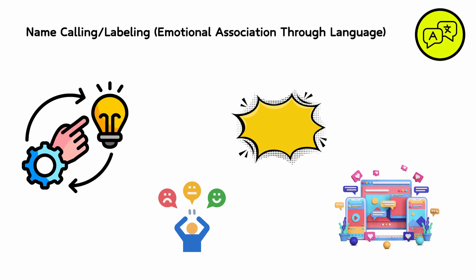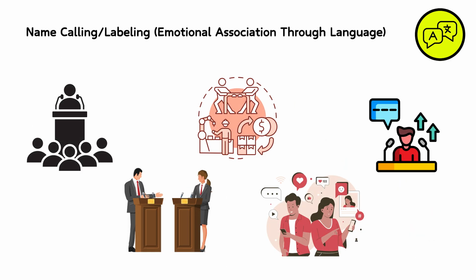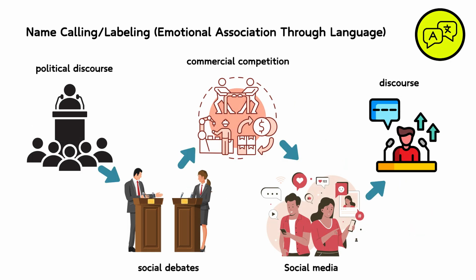The power of this technique lies in its simplicity and emotional impact. Once a label sticks, it can be difficult to remove and often becomes a shorthand way of thinking about the targeted person or idea. Labels can quickly spread through social networks and media, creating lasting impressions that resist correction. In modern contexts, this appears in political discourse (radical, extremist), social debates (conspiracy theorist, anti-science), and commercial competition (knockoff, outdated).